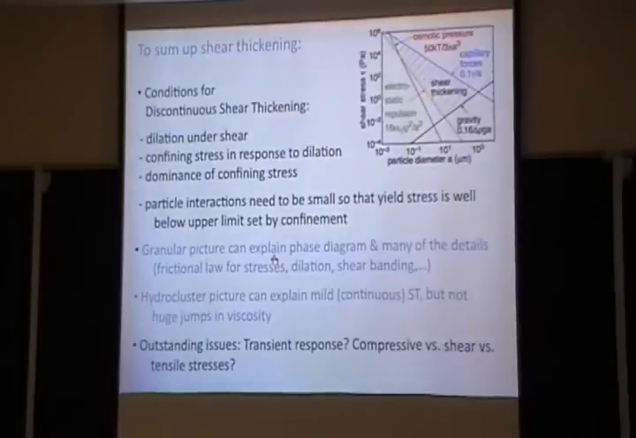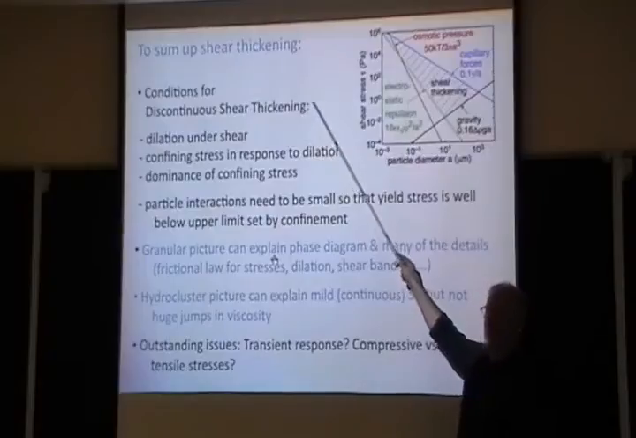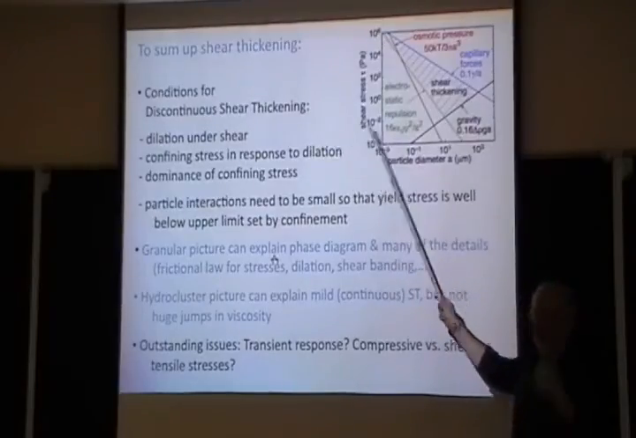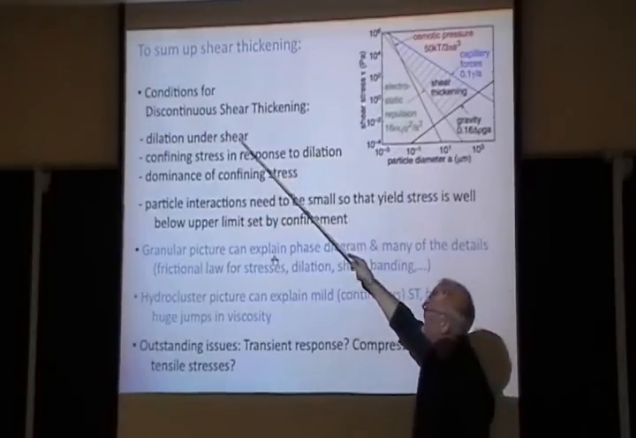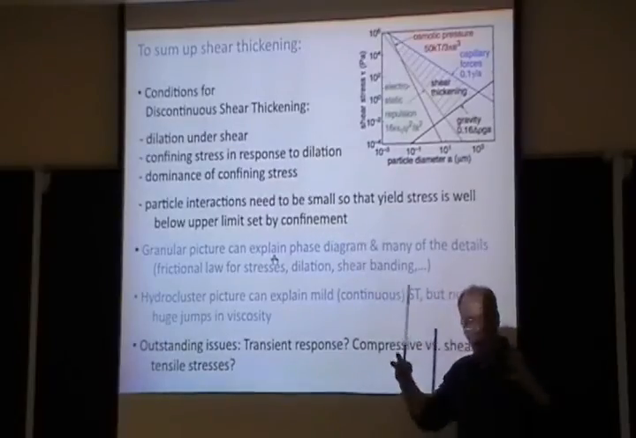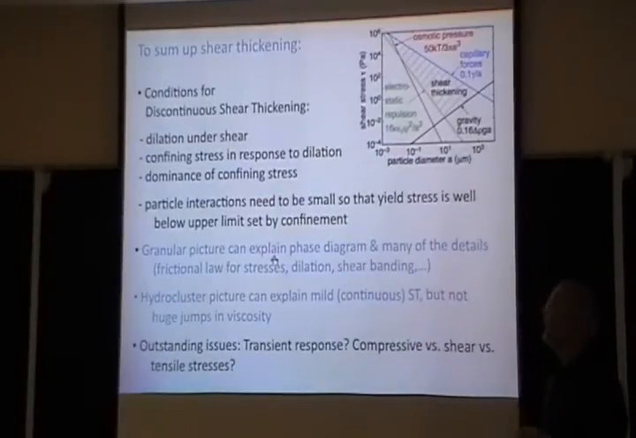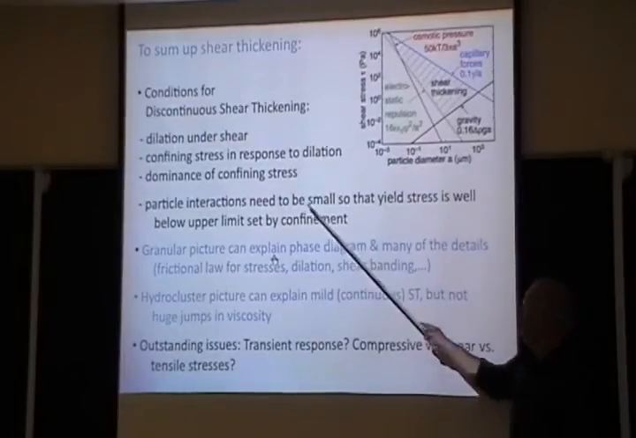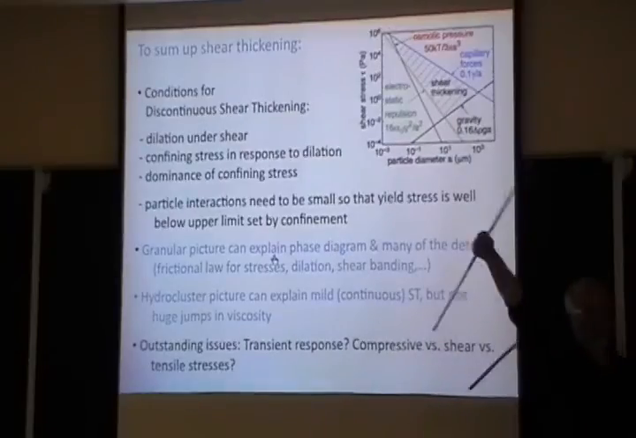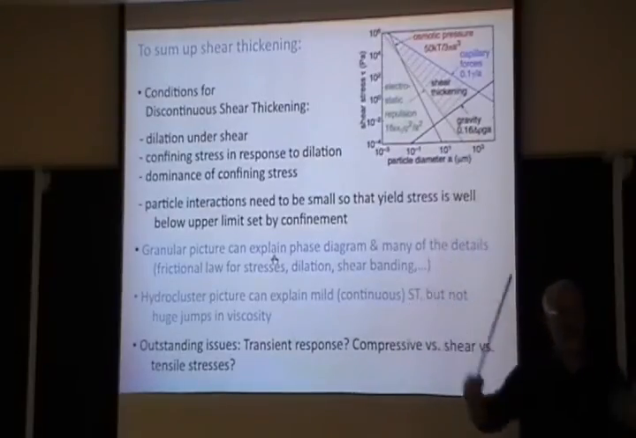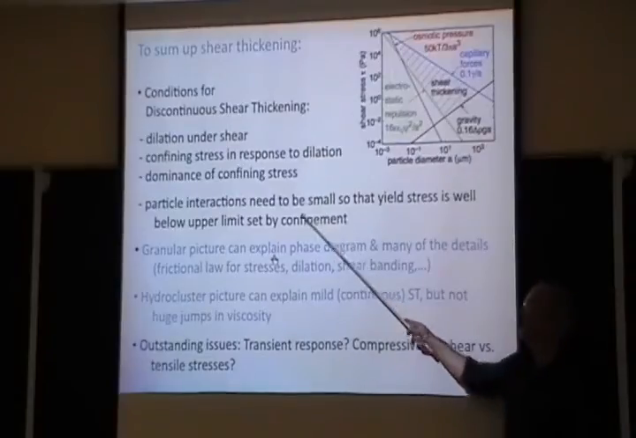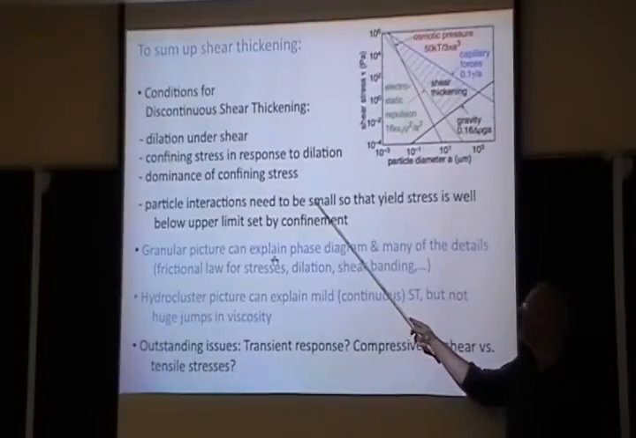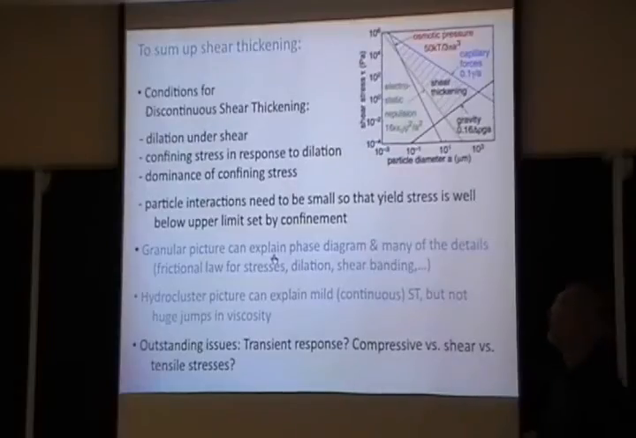Much better. Okay, so here are the conditions for discontinuous shear thickening. The last slide. What we think you need is really dilation. You need a confining stress that frustrates the dilation, and that has to be the dominant stress in the system. Otherwise you can't run up high enough for shear thickening. Of course, the onset of shear thickening is the yield stress, determined by particle interactions, chemistry, things like that, and that needs to be small. If these conditions are fulfilled, you see a huge range of shear thickening.